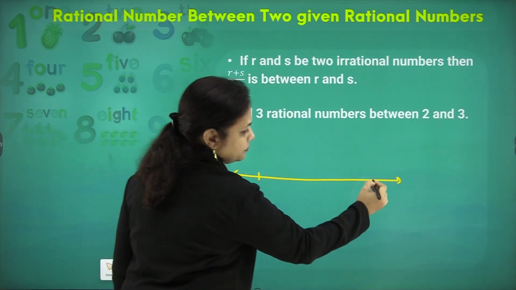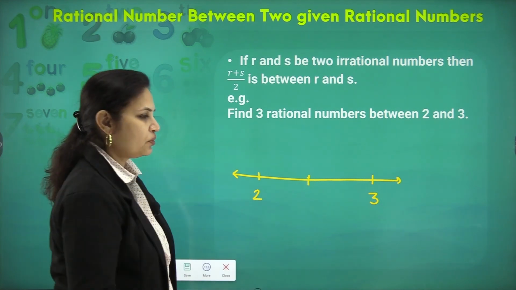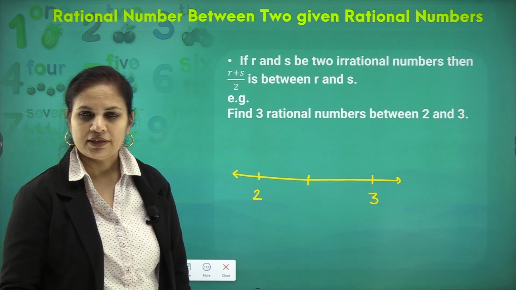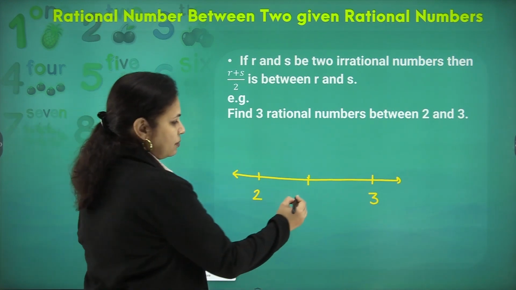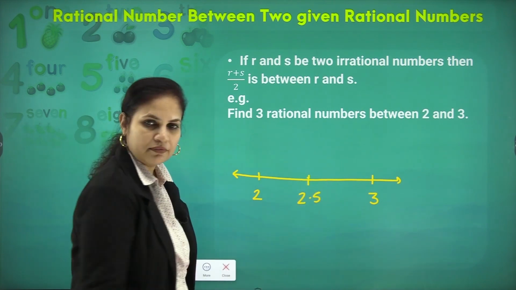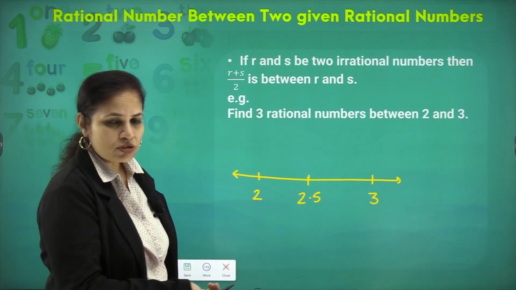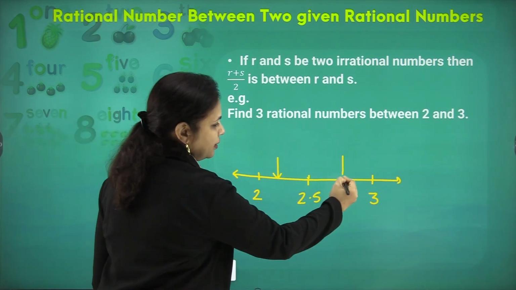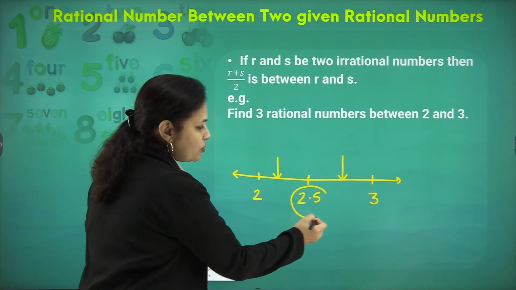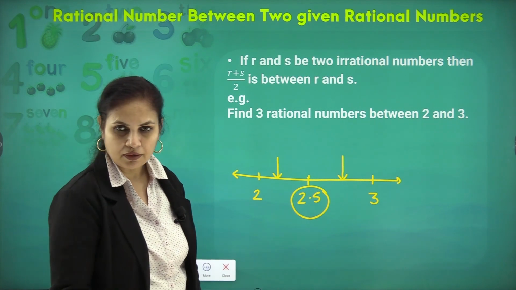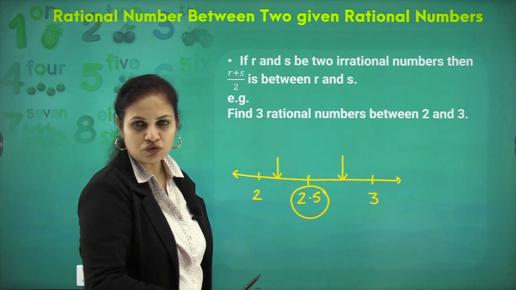This is 2 and 3. We know we can find one mid value, by adding 2 and 3 and dividing by 2, and between 2 and 3 the mid value will be 2.5, but this is just one value. Two more values can be inserted here and here. How? By considering this also as a part of the number line now. Previously I had two values 2 and 3, now I have yet another value 2.5.